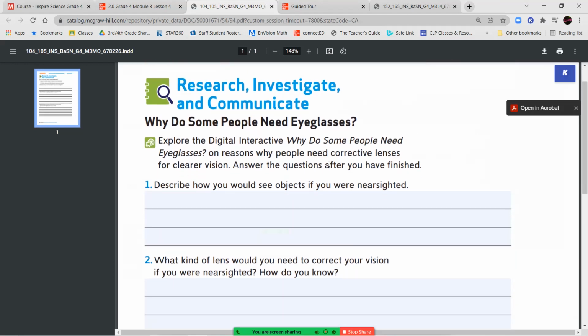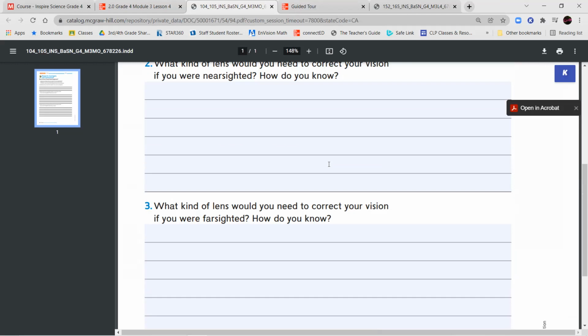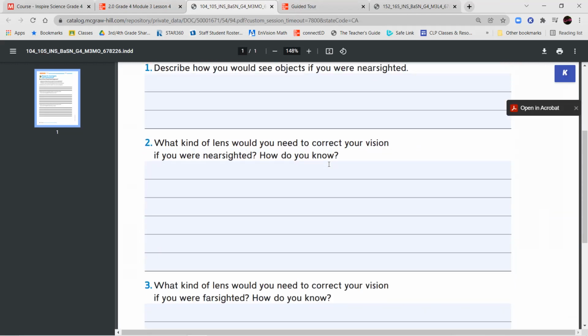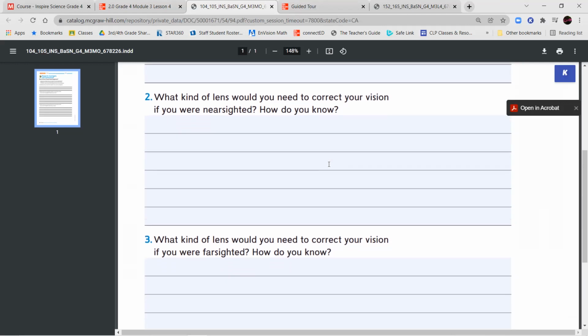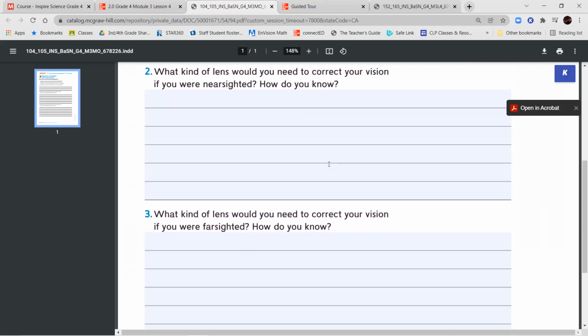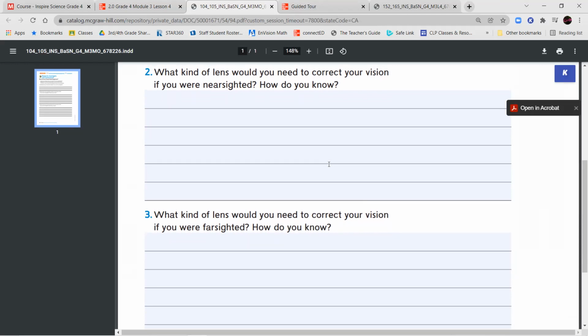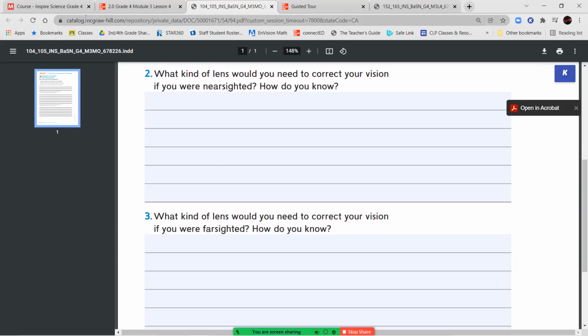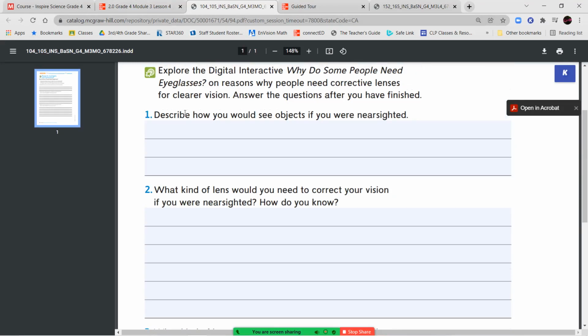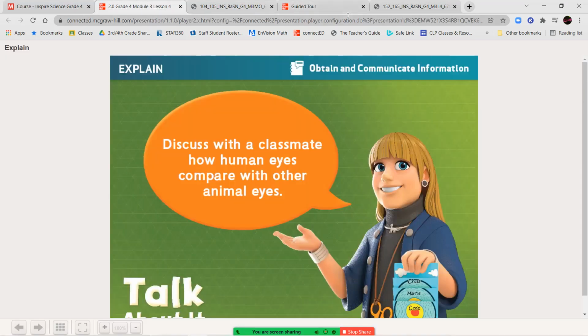and explore our digital interactive about why do some people need eyeglasses? And we're going to figure out the reasons why people need corrective lenses for clearer vision. And then we're going to answer the questions after we're done. So over here, you just have these 3 questions. We're going to describe how you would see objects if you were nearsighted. What kind of lens would you need to correct your vision if you were nearsighted, and how do you know? And what kind of lens would you need to correct your vision if you were farsighted, and how do you know? So let's go ahead and take a look at that digital interactive.